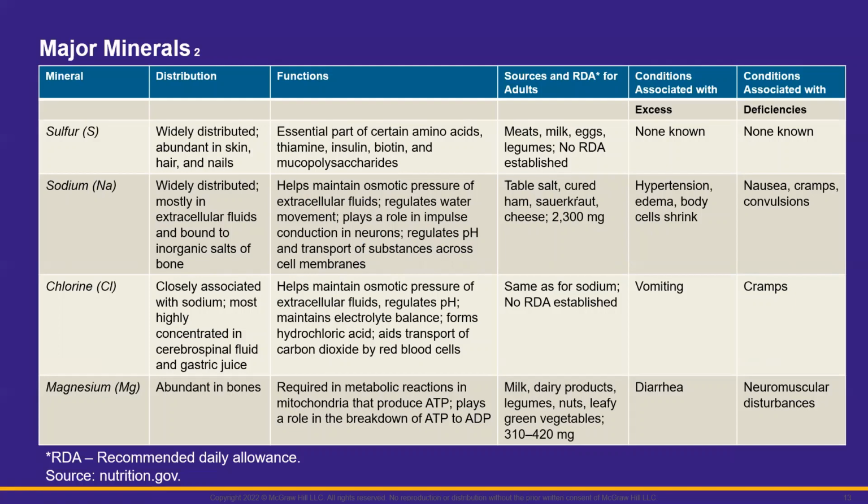Sources: table salt, cured ham, sauerkraut, and cheese, about 2,300 milligrams per day. Excess might cause hypertension, edema, body cell shrink. Deficiency can cause nausea, cramps, and convulsions.